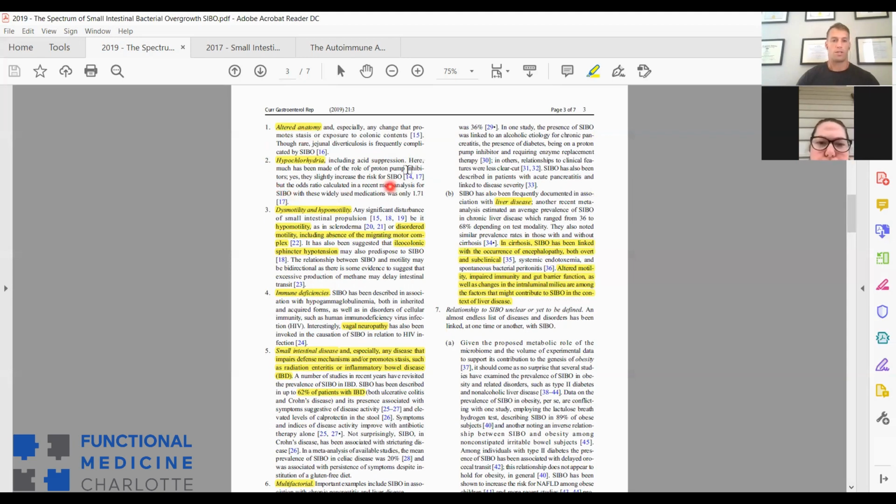Another cause of SIBO could be what's called hypochlorhydria. And hypochlorhydria is fancy for low stomach acid production. And stomach acid is your main protein digester, but it also functions to sterilize the duodenum, or the first third of the small intestine. So if you're not producing enough stomach acid, you may not be sterilizing the small intestine of microbes well, which promotes SIBO.